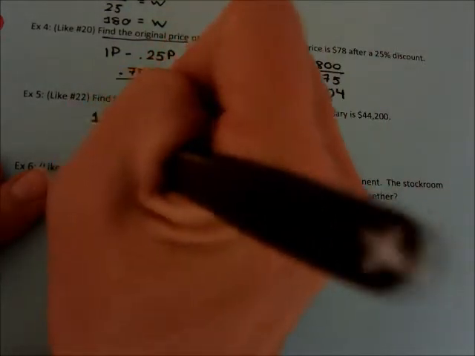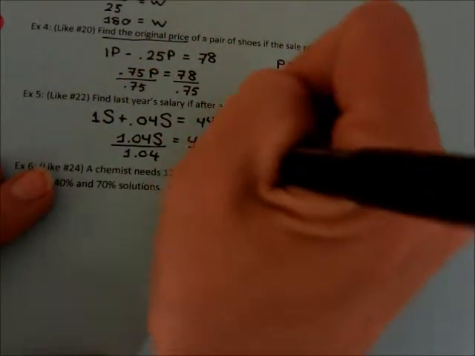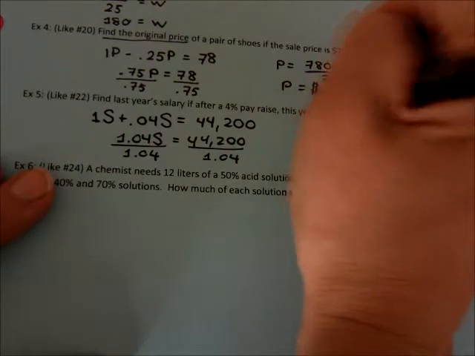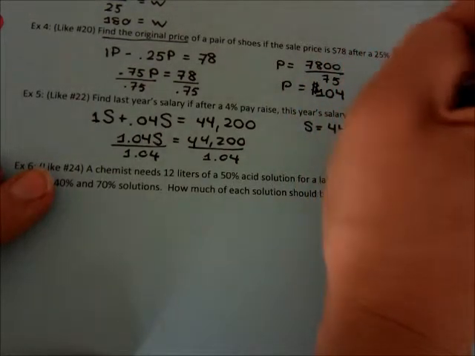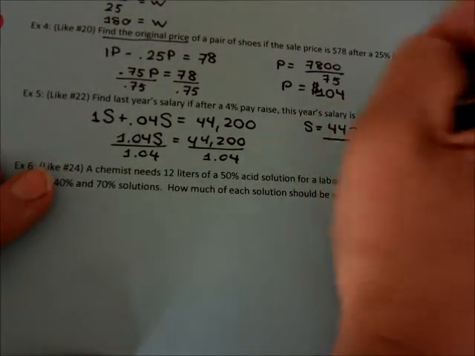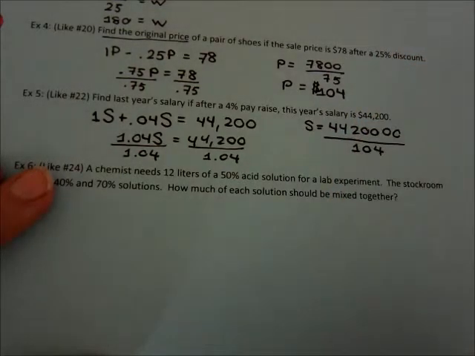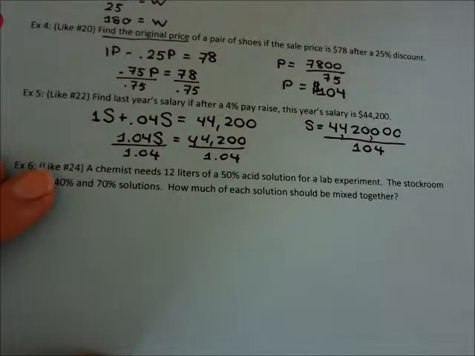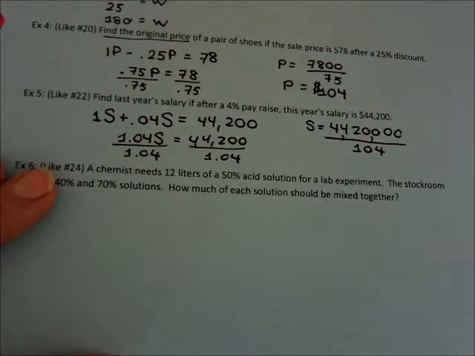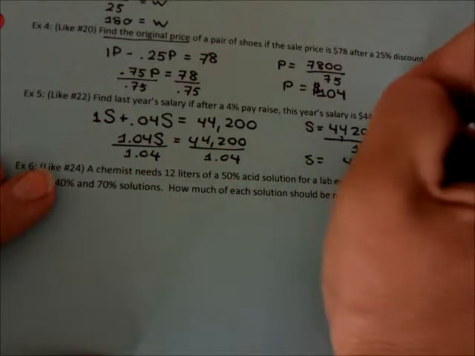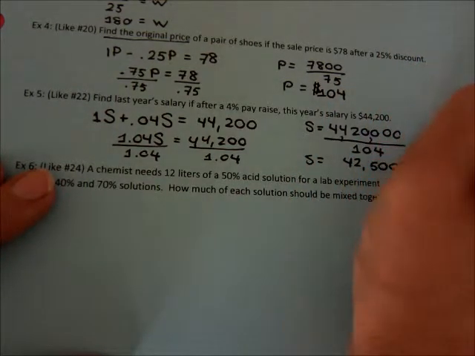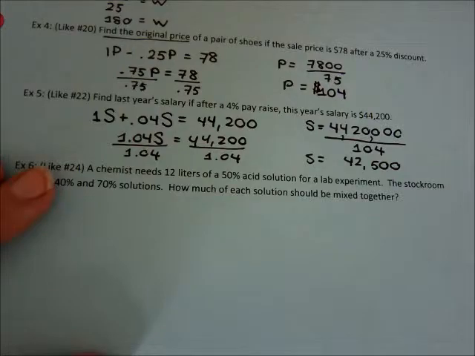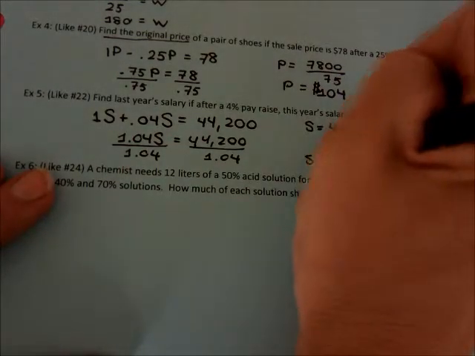Divide by 1.04, and we get S, and I'm going to make 44,200 and add 2 more zeros because I'm sliding those over, divided by 104. That's a big old number. 4 million! Okay, and that comes out to be the salary is 42,500. Now that's salary, so what do I need to do to it? Dollar sign again. Very good.